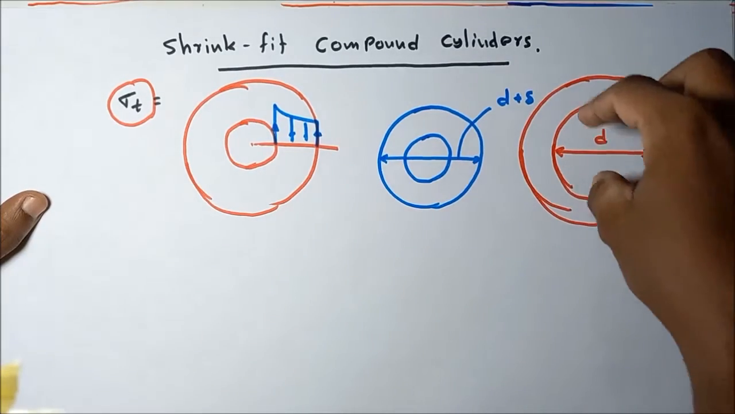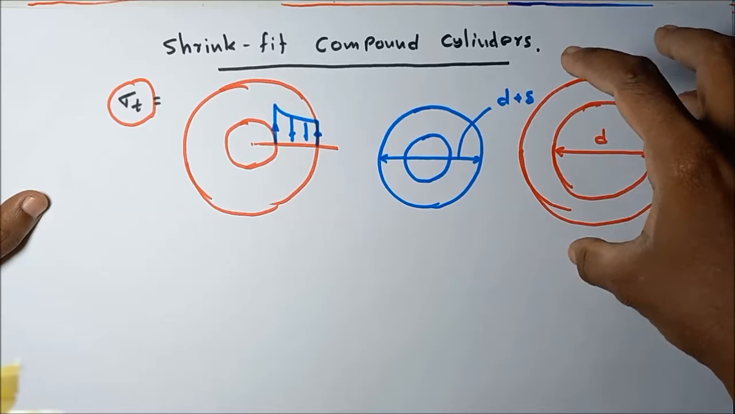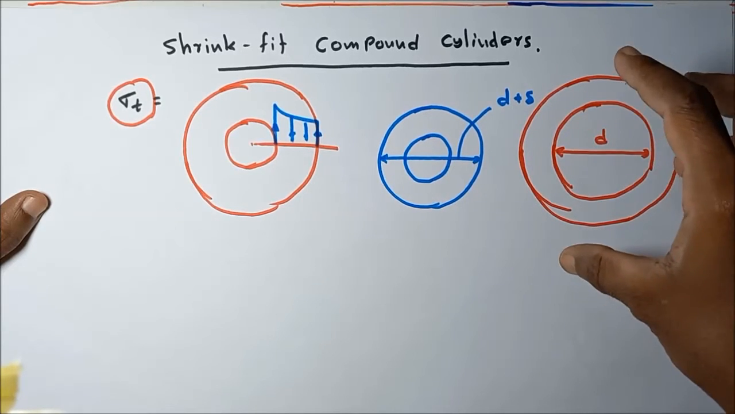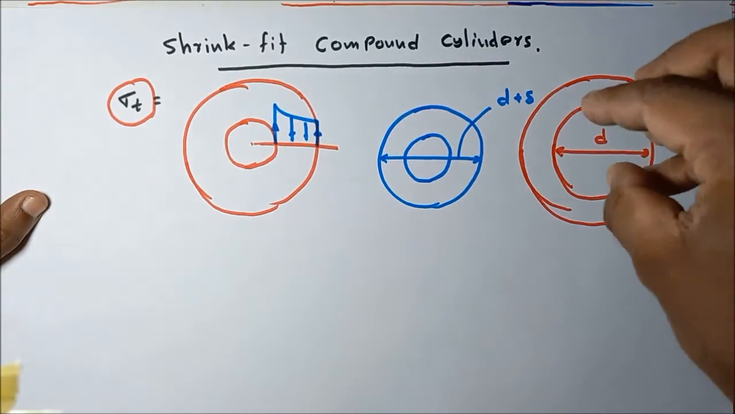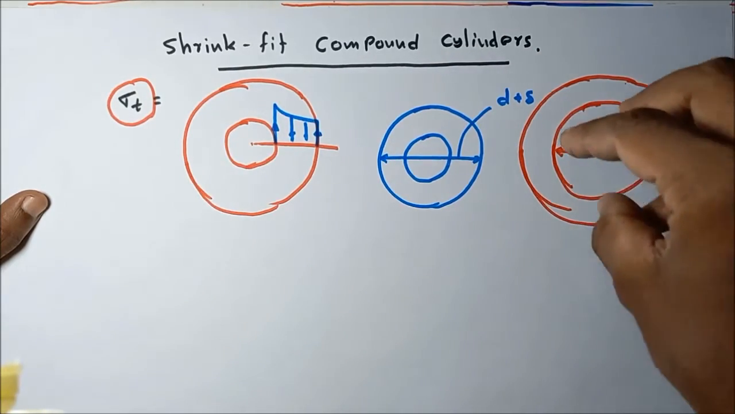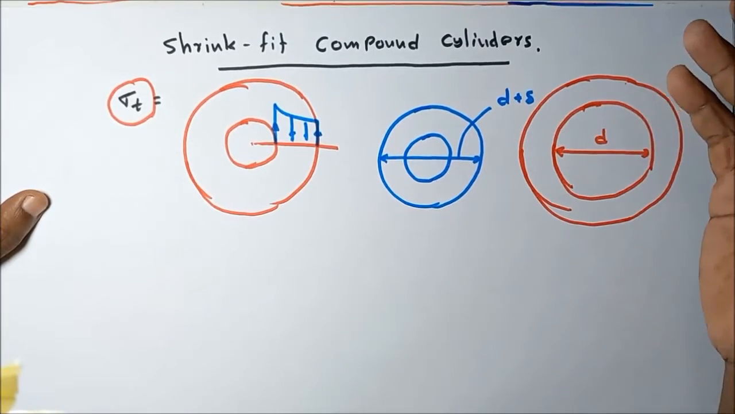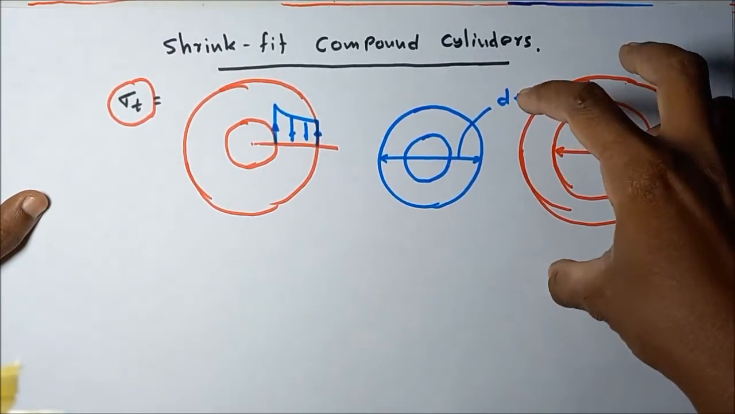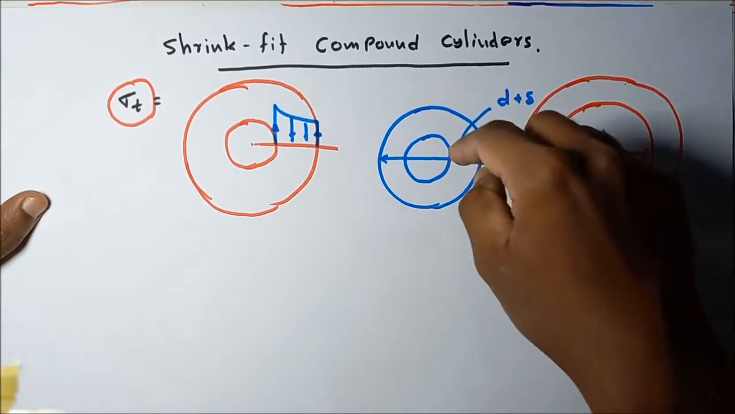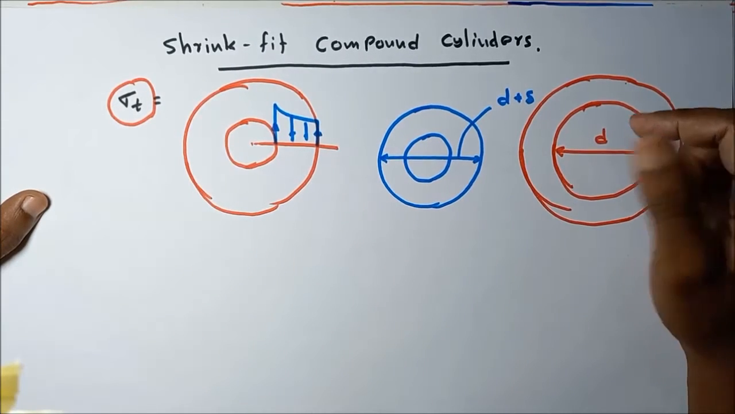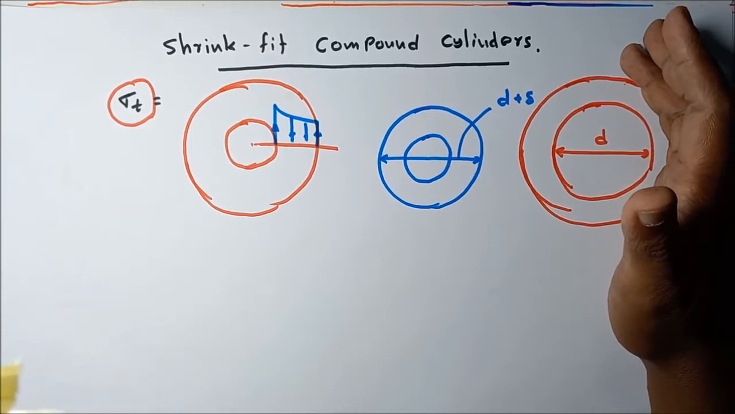Another method: we can heat up the outer cylinder. By heating, what happens? It enlarges. That means the internal diameter enlarges because of the heating, the thermal expansion. So then we can easily insert the smaller cylinder into the larger diameter cylinder. When it comes to room temperature, it will form a rigid bond between these two cylinders, and also pressure at the mating surfaces. This is how shrink fitting is done.